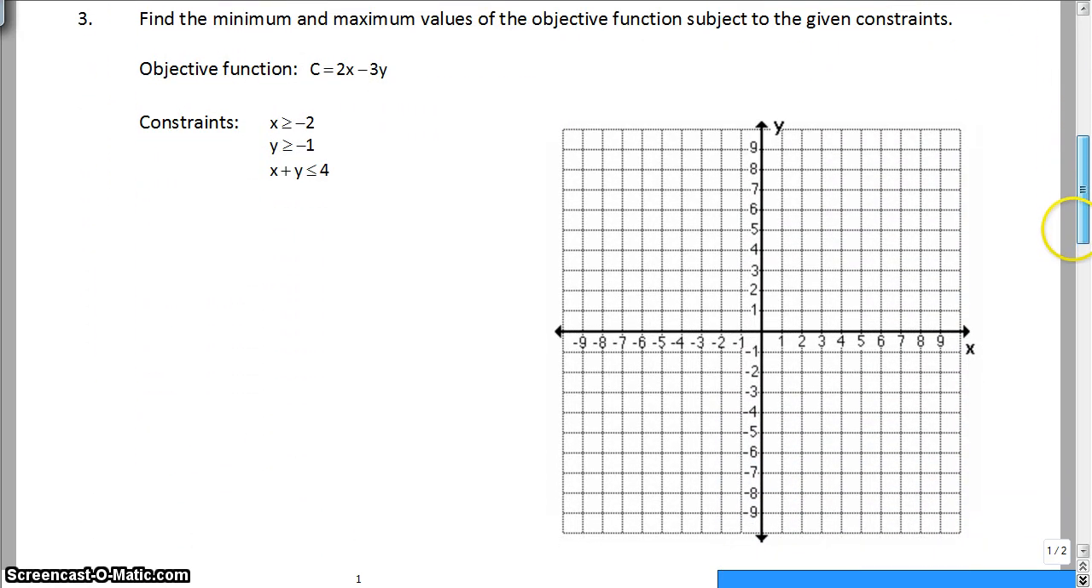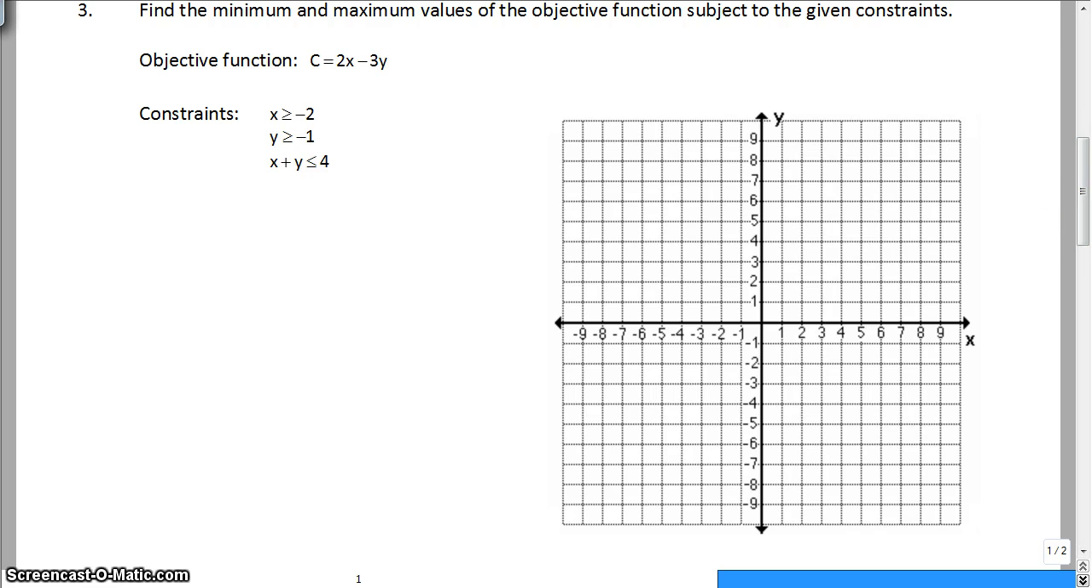So this is just a straight up objective function problem where you're going to have to graph all three of those lines, find the intersections all by yourself, and then go find a max and a min, or if it's unbounded, just a max or a min. And then we will get to a word problem in the next video.